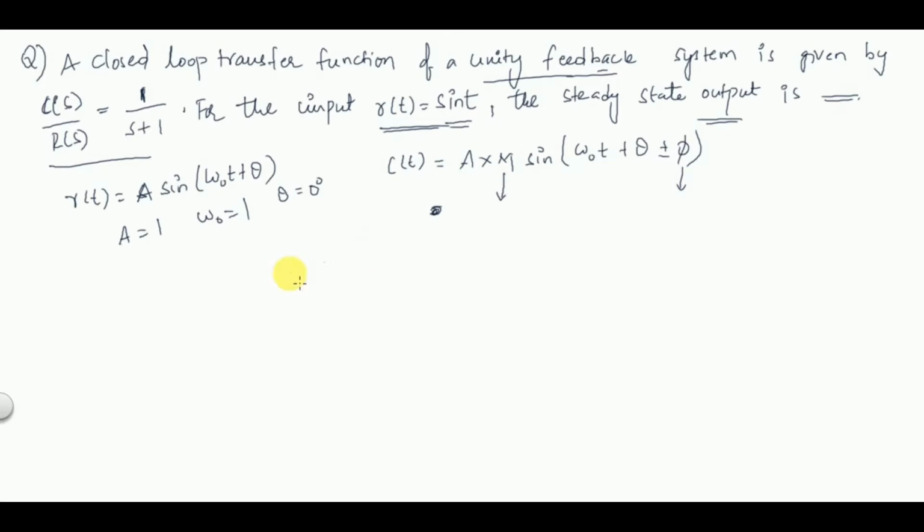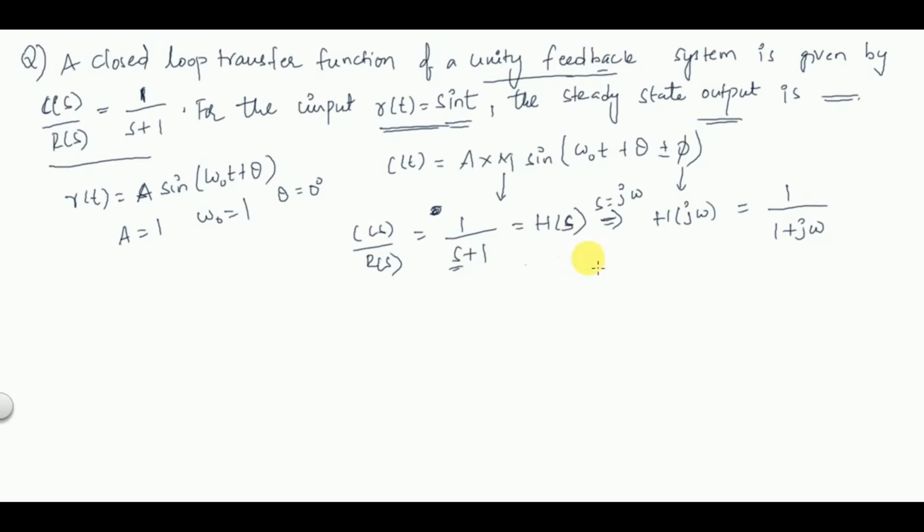To find M and phi, we have to use the transfer function. C of s by r of s is 1 by s plus 1, which can be taken as H of s. By substituting s equal to j omega, we get H of j omega equal to 1 by 1 plus j omega.